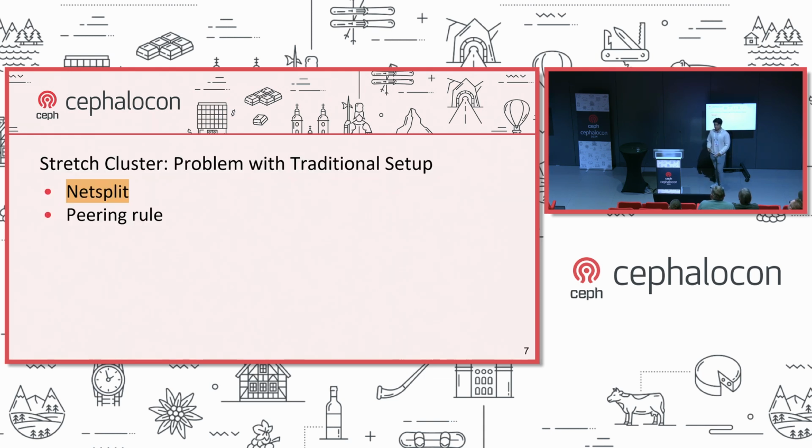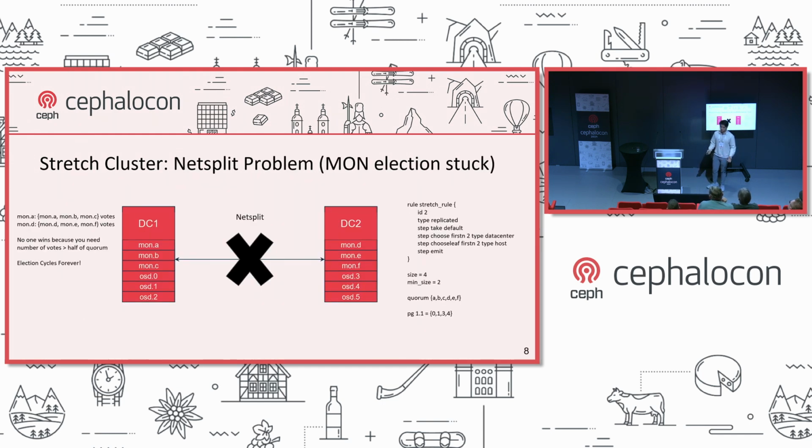And with stretch cluster, with the setup you previously saw, there are 2 things I want you guys to remember as problems. One is net split, and one is the peering rule. I'll be talking about net split first, and why it won't work with this traditional setup.